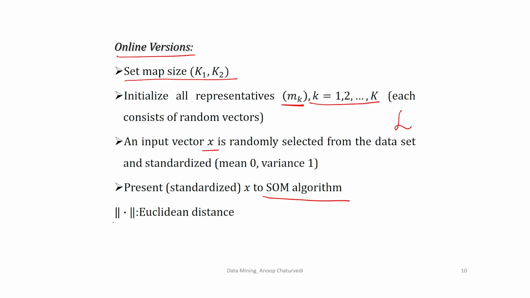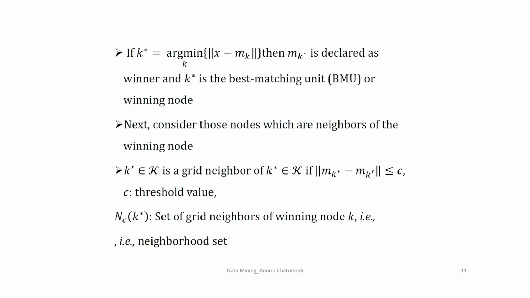Now, we have earlier also used the same notation for Euclidean distance. So, we are using this notation for Euclidean distance. Now, suppose k star is equal to argmin over k of norm of x minus mk. Then mk star is declared as winner, and k star is the best matching unit or winning node.